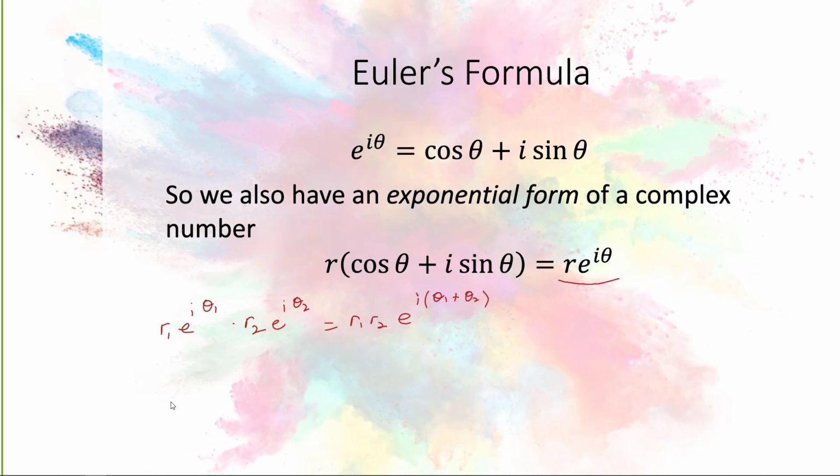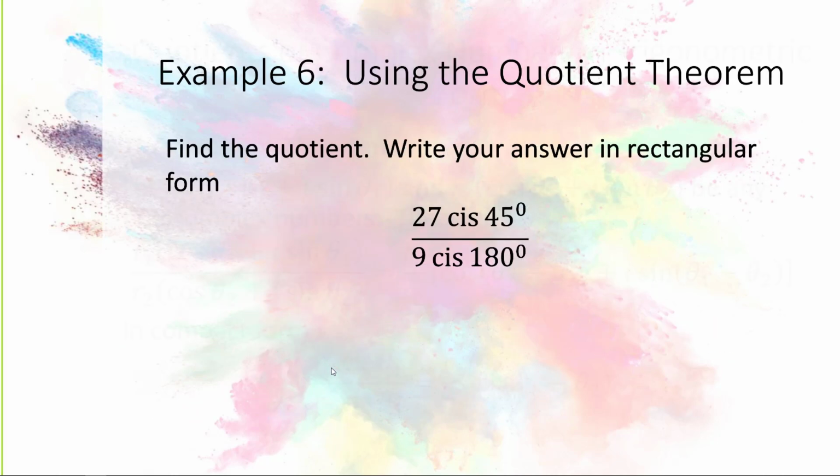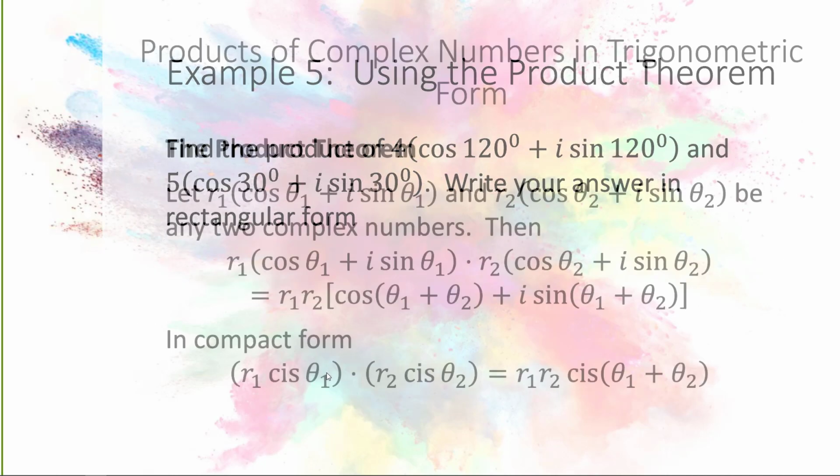Similarly, it works out for quotients just as well. For example, R1 e to the I theta 1 divided by R2 e to the I theta 2. What's that? Well, it's going to be equal to the quotient of R1 and R2, and then as far as the exponentials, that's going to be the base raised to the difference of the exponents, I times theta 1 minus theta 2, which is consistent with what we discussed here and here.